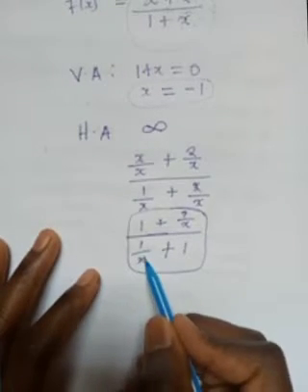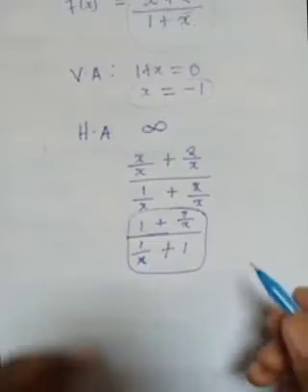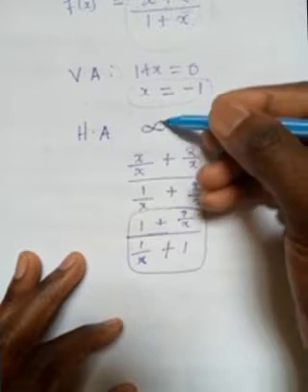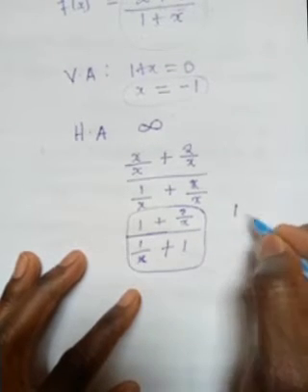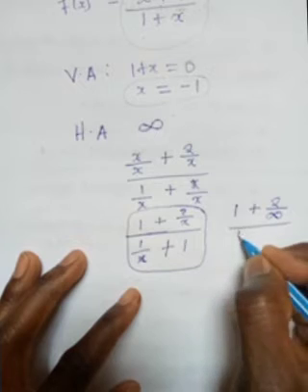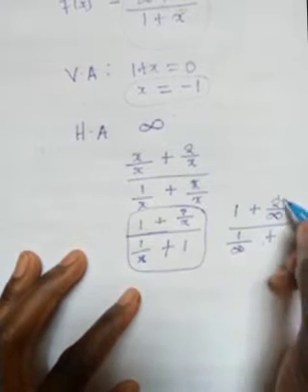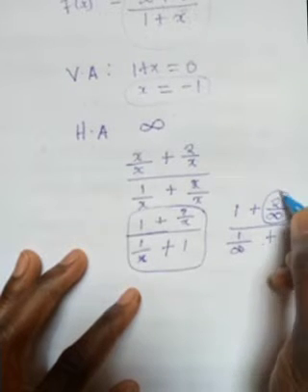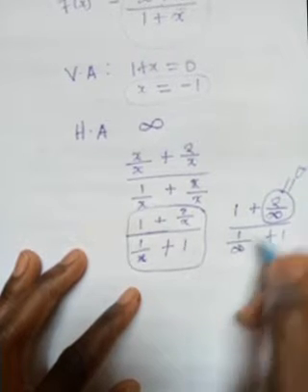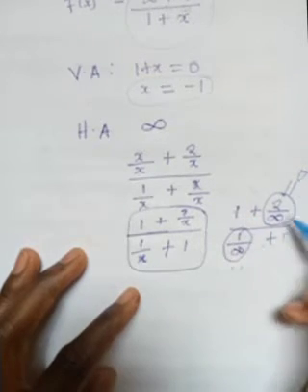Where there is x in this given expression, you replace the x by what? By infinity, which is here. So if I put infinity there, I will have 1 plus 2 over infinity over 1 plus infinity. These numbers that are divided by infinity automatically give you what? 0. Even this one is going to give us 0. So 1 plus 0, it has to be 1.